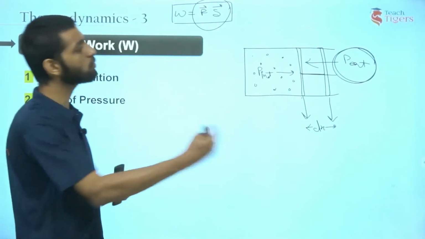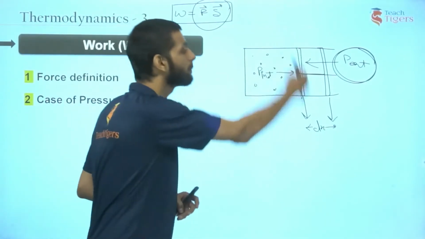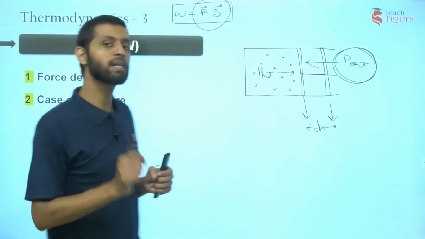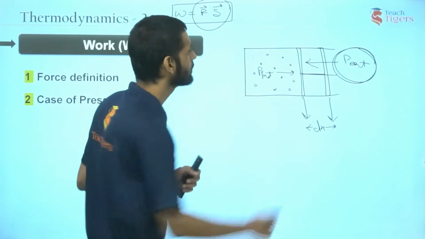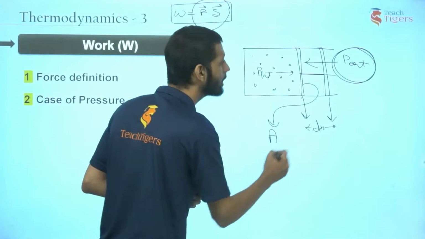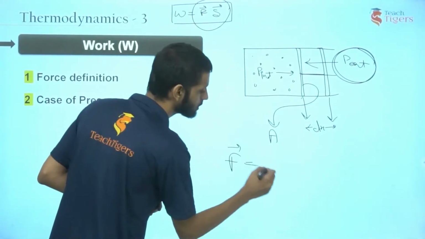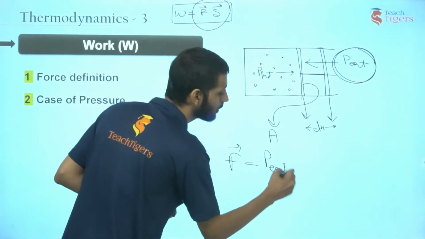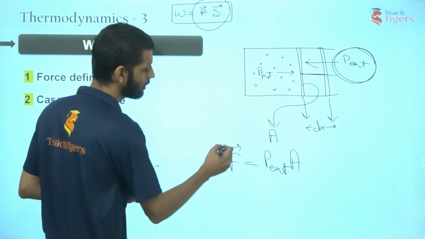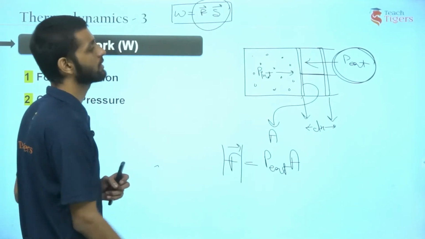Right? So how much force is P external putting on me in the piston? And that depends on the area of the piston, right? So whatever area of the piston is, if I multiply that with P external, I get force. So force is equal to P external times area. I'm just going to write modulus of force. Modulus of force is P external times area.